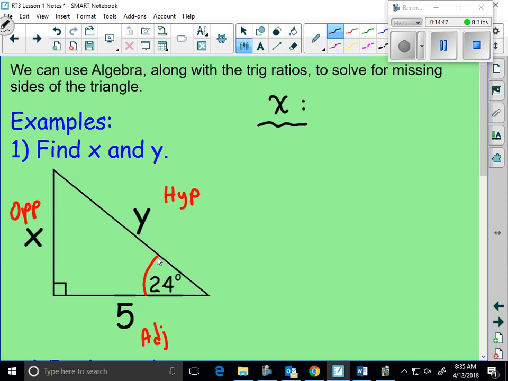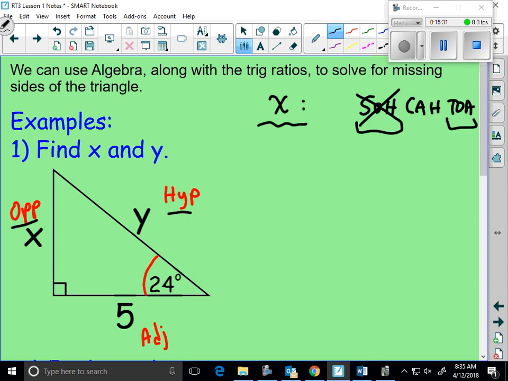Do we want two variables in our problem? No. So which of SOH, CAH, or TOA do we not want to use? We don't want to use SOH, because that would involve x and y. We do want to use TOA. What involves x? The opposite side. These two involve x.